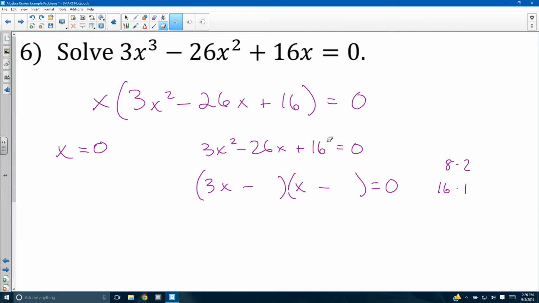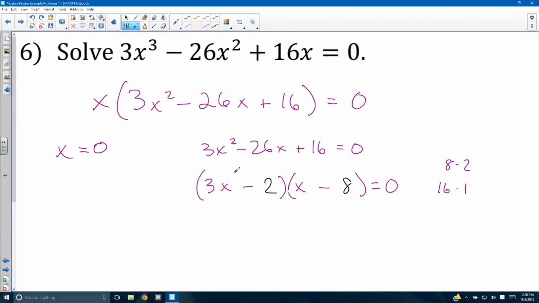Now, I do this stuff mentally, just so you know. I already see the answer now in my head, but I'll pretend like I don't yet. Let's keep trying. 3 times 2 is 6. 1 times 8 is 8. 6 plus 8 is 14. No good. But what if I reverse them? 8 and 2. 3 times 8 is 24. 1 times 2 is 2. 24 plus 2 is 26. Or really, negative 24 minus 2 is negative 26. So it looks like this one's it. This is the one that gives me that there.